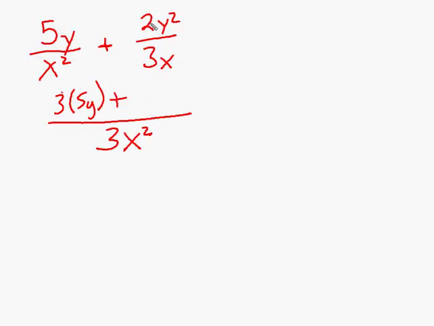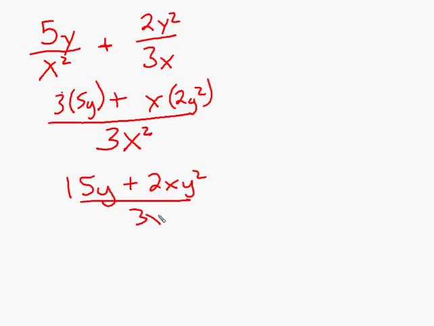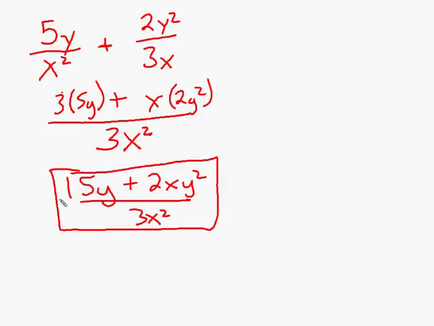What do I need to multiply this second fraction by? X. Now we'll simplify. We have 15y plus 2xy squared all over 3x squared. If possible, I would combine those, but it is not possible, so I will not.